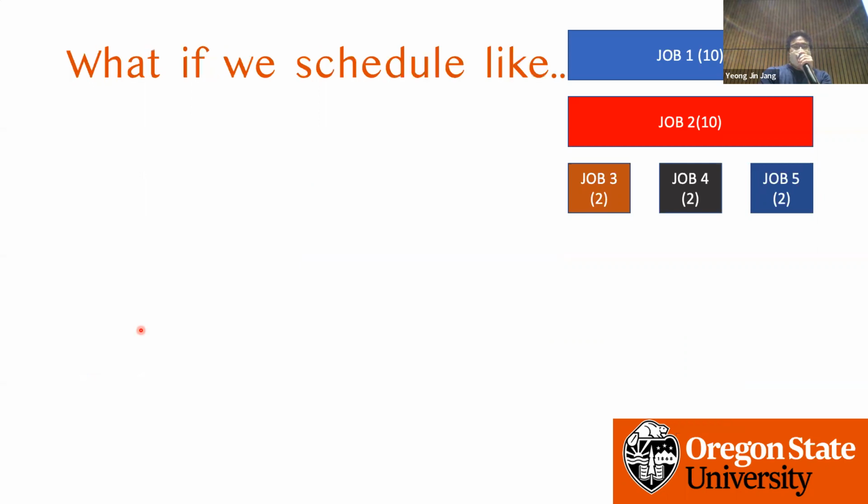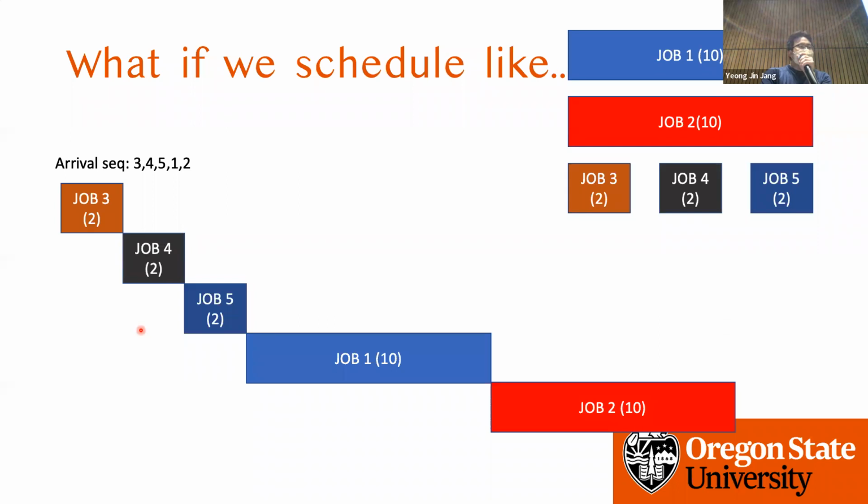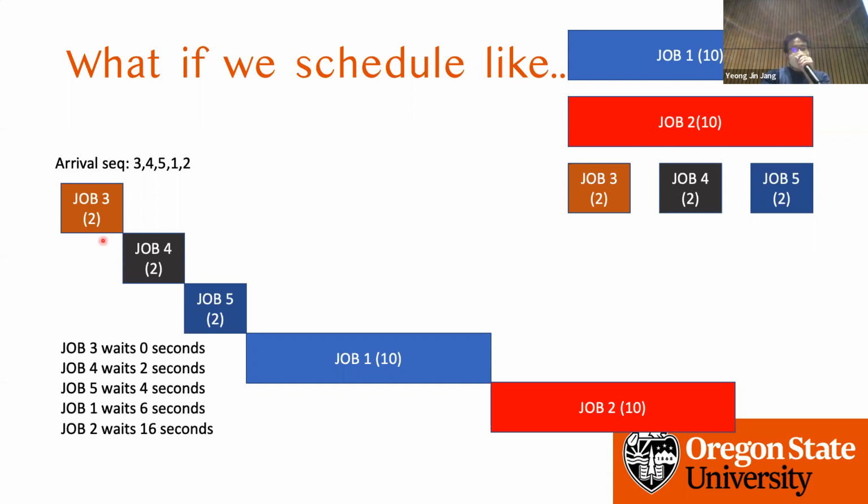Then let's schedule it differently, something like this. And let's measure the average wait time of each job again. Job 3 waits 0 seconds, job 4 waits 2 seconds, job 5 waits 4 seconds, job 1 waits 6 seconds, and job 2 waits 16 seconds. So you can see there is a significantly lower wait time. The average wait time is 5.6 seconds in this case.